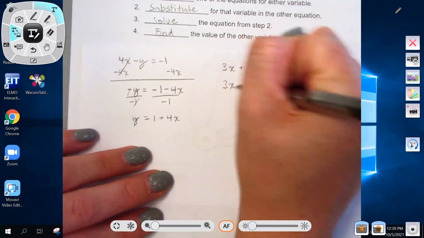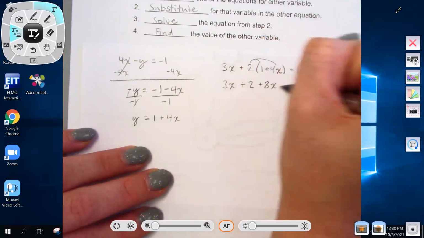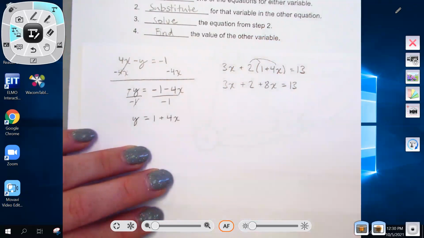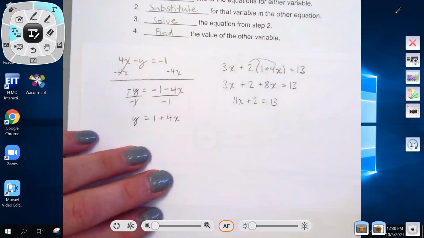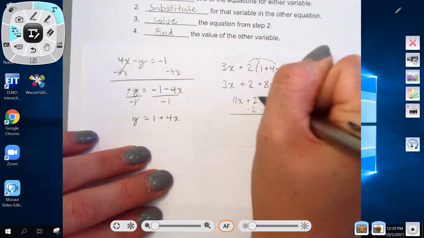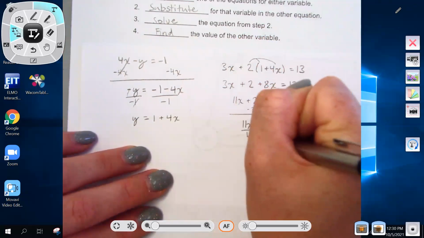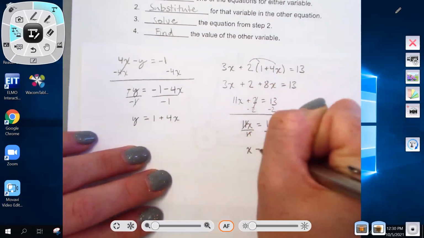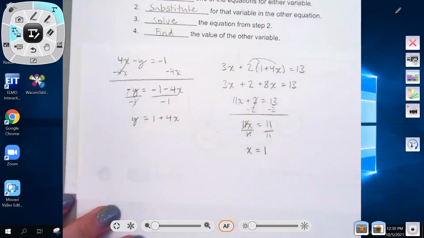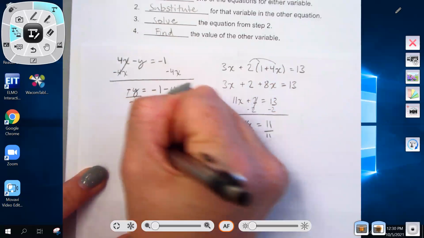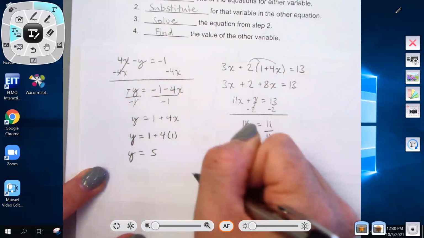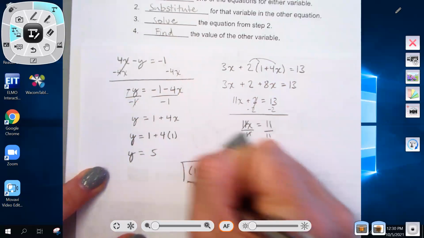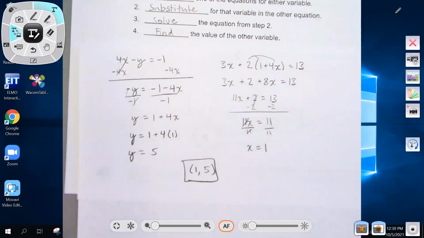Distribute to get rid of those parentheses. Combine like terms, 3X plus 8X is 11X. Subtract 2 from both sides. We get 11X equals 11. Divide both sides by 11 to get X equals 1. Plug that back into this equation. Y equals 1 plus 4 times 1, you get Y equals 5. But see, we got the same thing doing it the other way. You can get the correct answer that way.